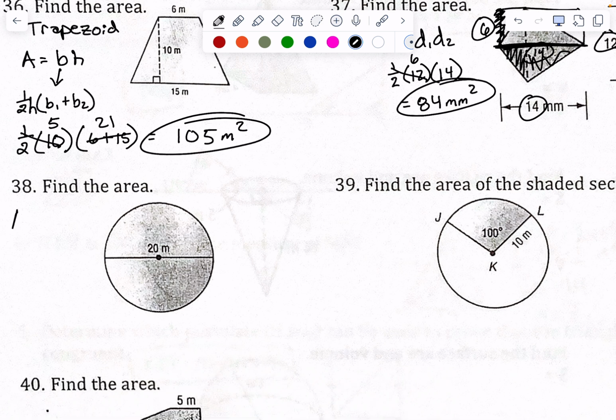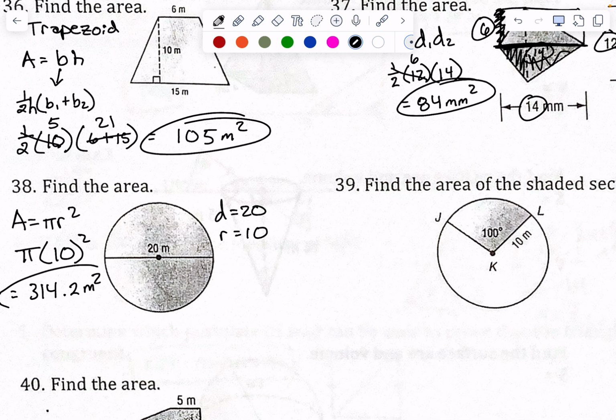Okay, area of a circle. You should know this, but we'll write it down. Pi r squared. The radius is? The diameter is 20, so radius is 10. So pi times 10 squared. Do you know how to type that in your calculator? It's just 100 pi. 314.2 meters squared.